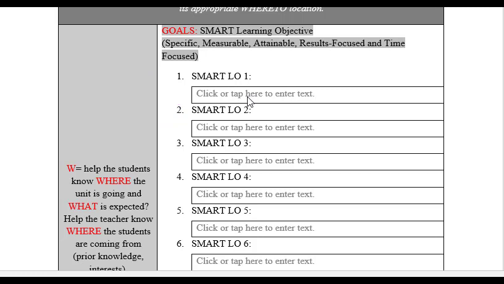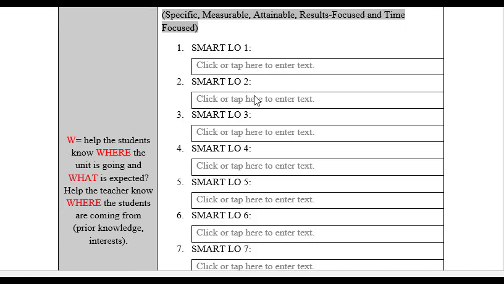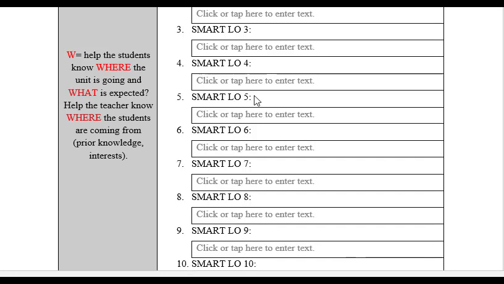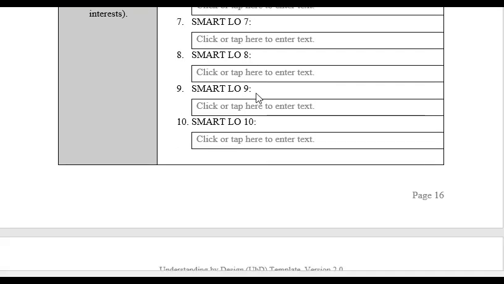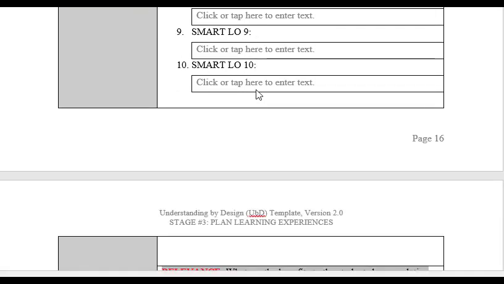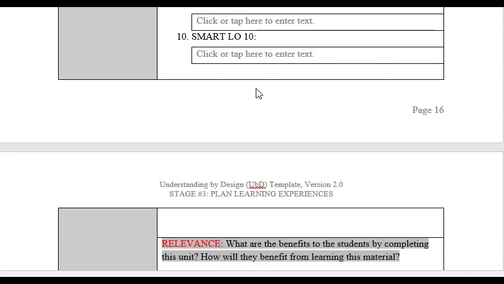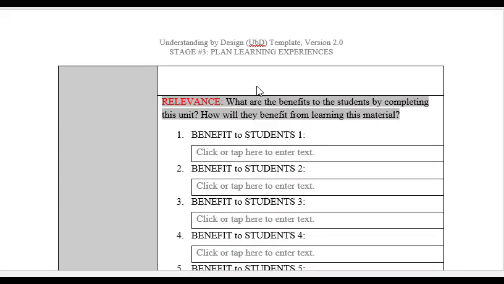If you don't know what Bloom's taxonomy is, you need to look it up and refer to those terms in Bloom's taxonomy because you want your SMART learning objectives in any unit to match up with terms in Bloom's taxonomy. So this section right here is where you're going to put the objectives for the lesson that you're going to be teaching your students. As we move down a little farther here, we get into relevance.